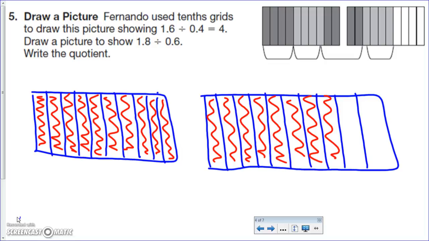Now, once you have them all shaded in, you're going to divide them into chunks of 6/10 by using brackets at the bottom like this. And as you can see, 6/10 goes into 1 and 8/10 3 times. So our answer, our quotient, is 3.